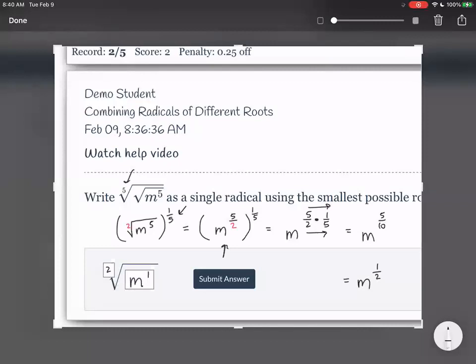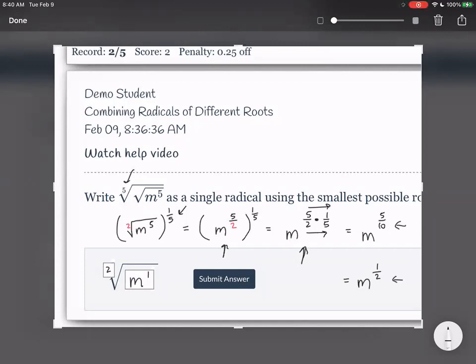Then you're going to have to multiply these fractional exponents straight across. That's what I did over here. So m to the power of 5 over 2 times 1/5. 5 times 1 is 5, 2 times 5 is 10. That's how I get 5 over 10 here, and we simplify that to m to the power of 1/2.